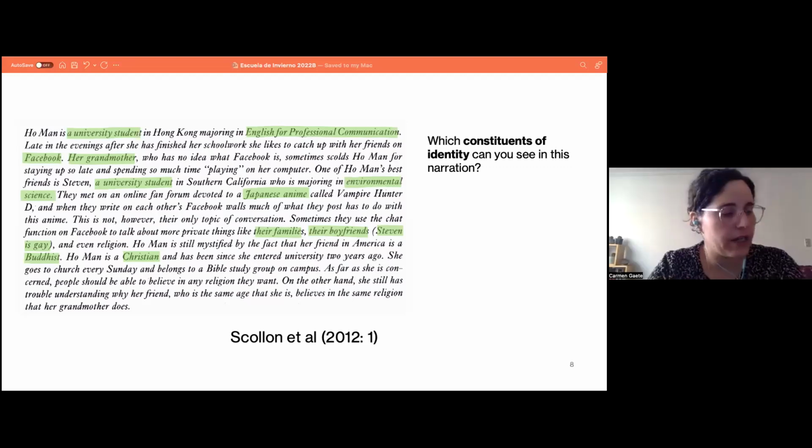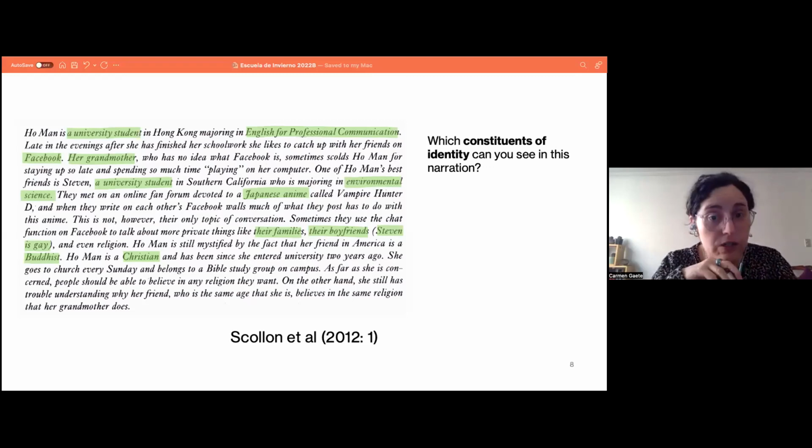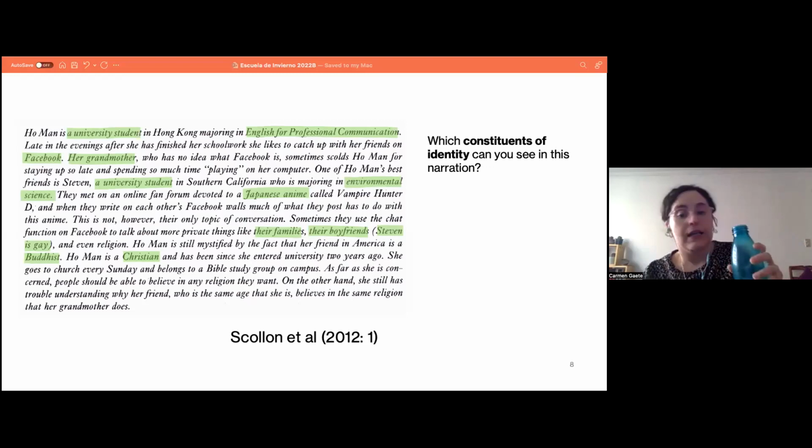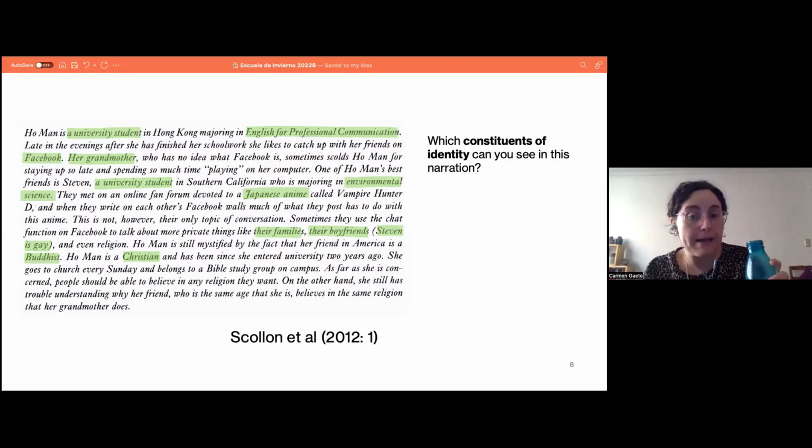Do we know what their nationalities are? No, we don't, exactly. But still, we know a lot about them, right? And we can have a sense of their identity, of what they are like as people. We know that they're both university students in different areas. One of them is doing English for professional communication. The other one is doing environmental sciences. They have other aspects in common, like their love of Japanese anime.